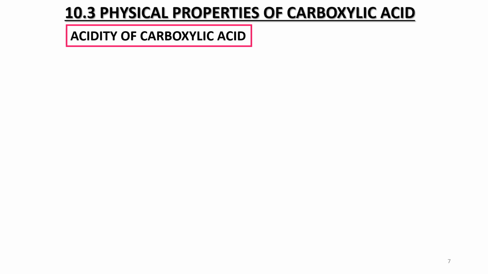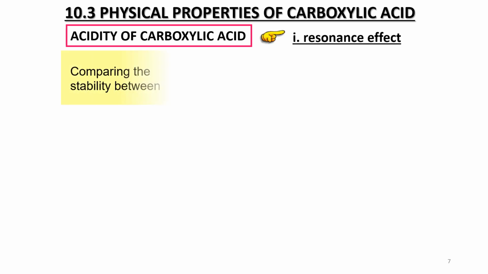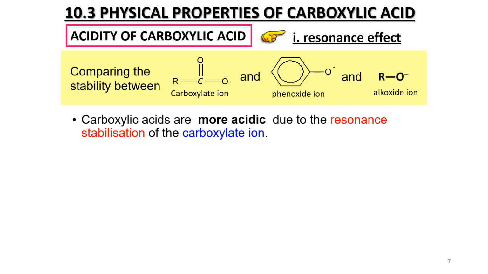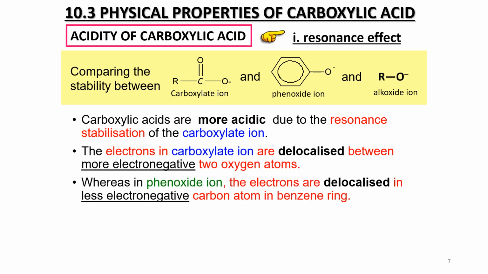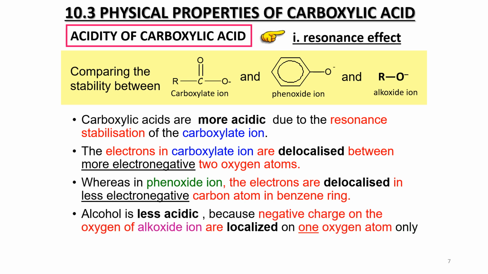Now, we look at the acidity of carboxylic acid due to the resonance effect. Carboxylic acids are more acidic due to the resonance stabilization of the carboxylate ion compared to phenol, which can form phenoxide ion, which is less stable. The electrons in carboxylate ion are delocalized between two more electronegative oxygen atoms, whereas in phenoxide ion in phenol, the electrons are delocalized in less electronegative carbon atoms in the benzene ring.